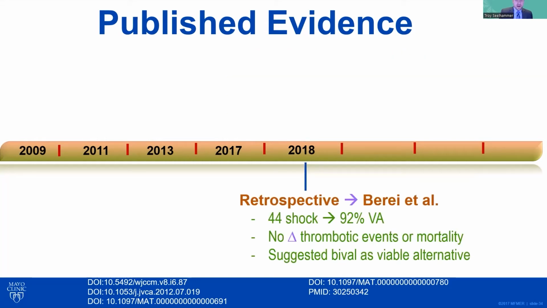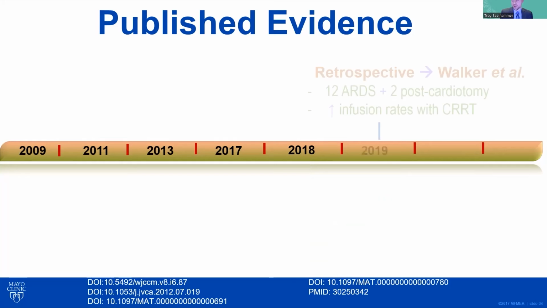Also that same year, Bieri et al. looked at 44 cardiogenic shock patients, and 92% of these ended up on veno-arterial ECMO, as expected. And what they identified was no change in thrombotic events or mortality. And although this doesn't suggest superiority, it does suggest that bivalirudin may be a viable alternative.